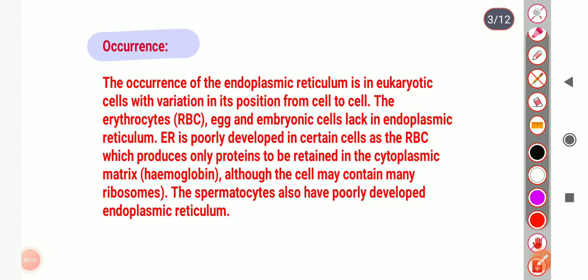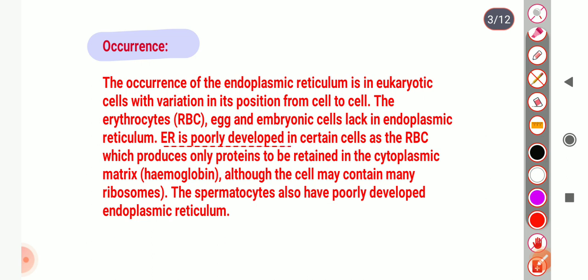Occurrence of endoplasmic reticulum. Endoplasmic reticulum is present in eukaryotes, with variation in its position from cell to cell. That means the erythrocyte or RBC, egg and embryonic cell lack endoplasmic reticulum. Erythrocytes, eggs and embryonic cells do not contain the endoplasmic reticulum.